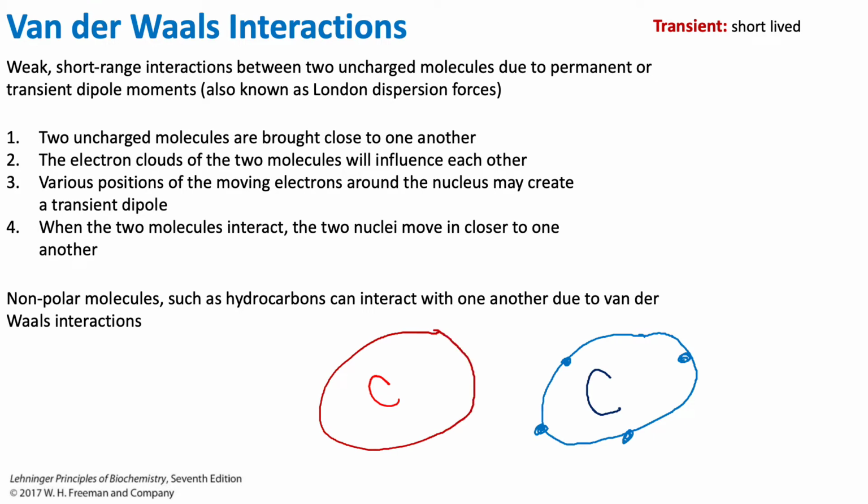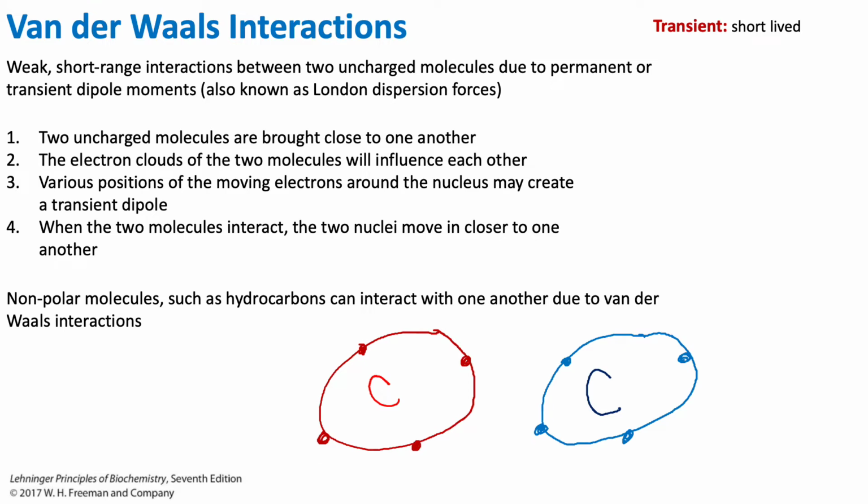They're randomly circling the nucleus. So there must be a moment in time where there are more electrons on this side and less electrons on this side. Same goes for this carbon. There may be a moment in time where there are more electrons on this side and less on this side. So what happens is that induces a very short-lived temporary dipole.